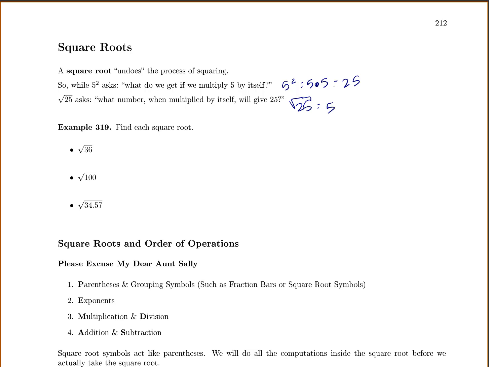So let's find each square root. So the square root of 36, let's see, is 6. 6 times 6 is 36. The square root of 100 is 10 because 10 times 10 is 100. Square root of 34.57, I would never try and do by myself, but my calculator tells me it is 5.8796.